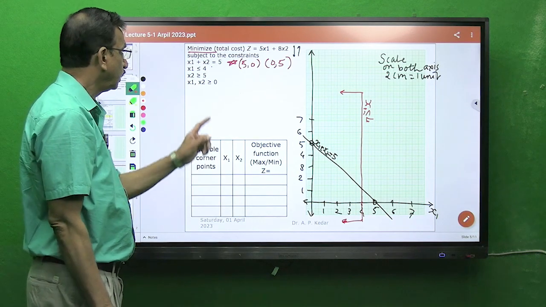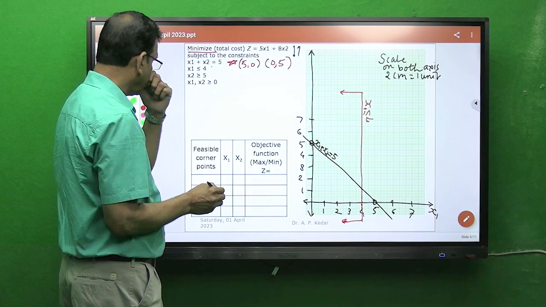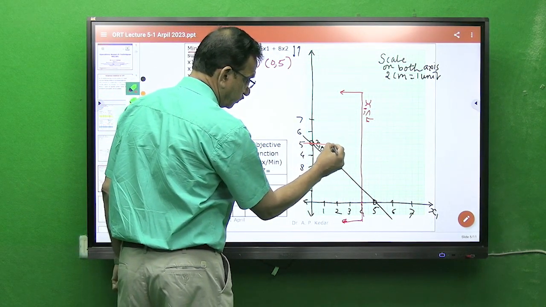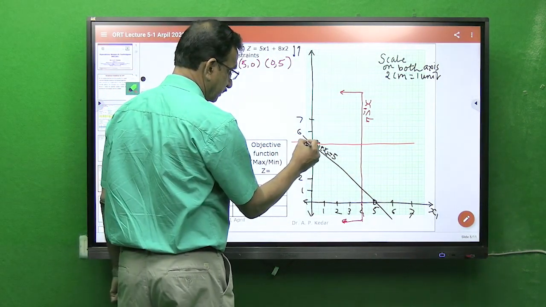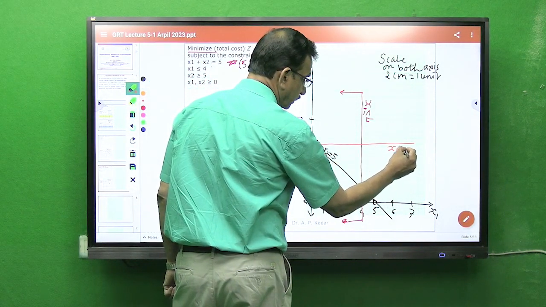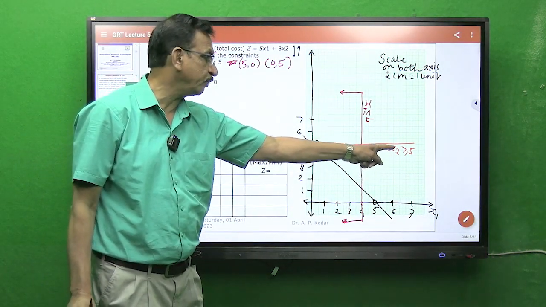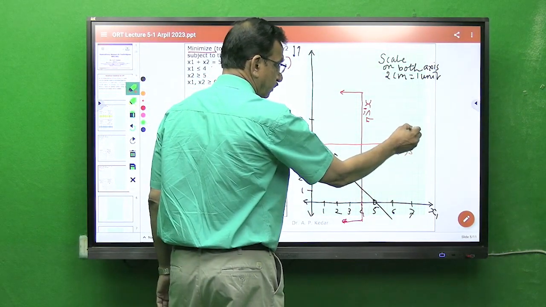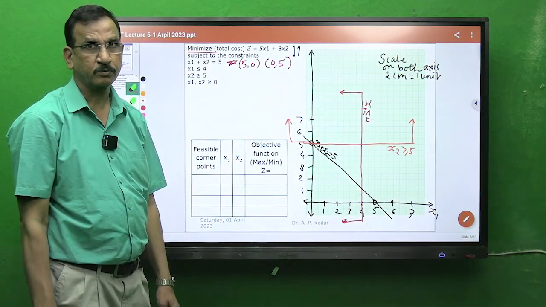x2 greater than or equal to 5. So for this your point will be 0, 5. So this is the 0, 5 point. So a line parallel to the x-axis, representing x2 greater than or equal to 5. Now since the value of x2 maximum can be 5 and the remaining values are greater than 5, I am marking arrows like this.